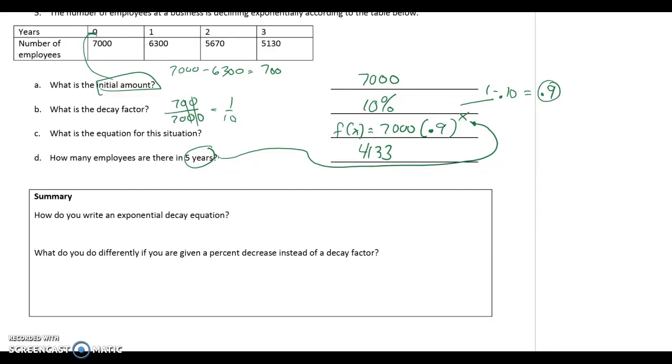So as a summary, how do you write an exponential decay equation? f of x equals the initial amount times your rate of decay, raised to the x power. Again, this has to be a value below 1, and to get a decrease, remember to subtract from 1.